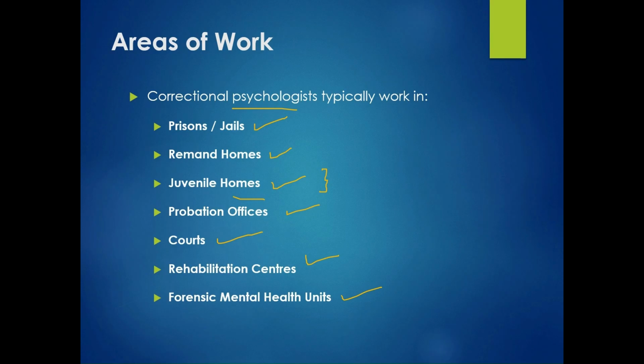For example, a juvenile home might focus more on counseling and skills, while a prison psychologist mostly focuses on dealing with severe mental illness or even depression and the stress of living inside a prison. Different settings require different things from the same professional, right? So these are the different areas of work of a correctional psychologist.